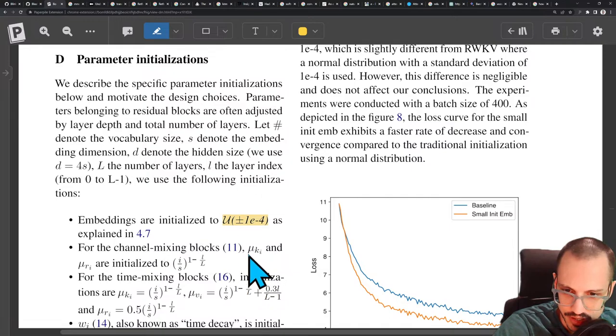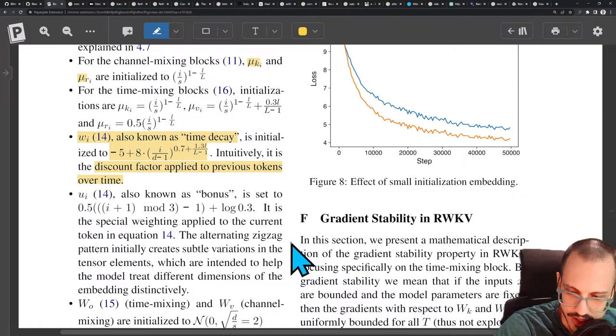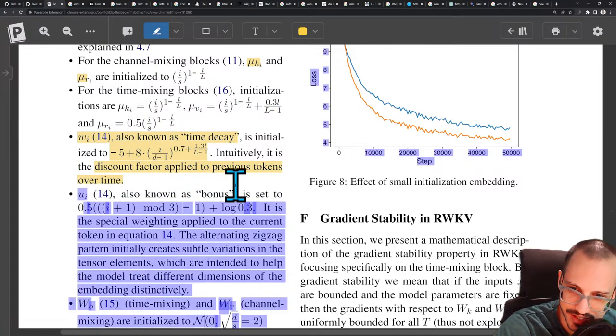For the channel mixing blocks, mu of ki and then mu of ri. I don't know if this mu refers to the mean of the distributions used for the initialization or whether it refers to the time shift. Wi, known as time decay, is initialized to this. It is the discount factor applied to previous tokens over time. UI, also known as a bonus. Finally, we know what UI means. It's a bonus.